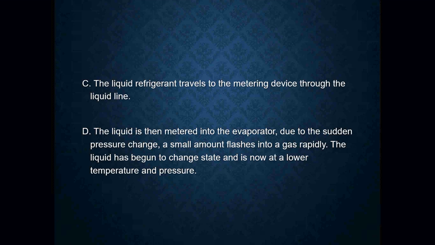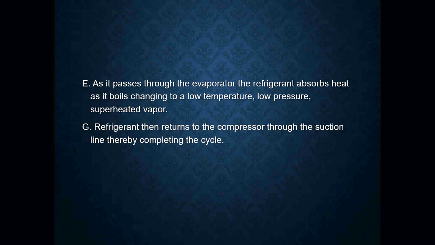The liquid is then metered into the evaporator. Due to the sudden pressure change, a small amount flashes into a gas rapidly. The liquid has begun to change state and is now at a lower temperature and pressure. As it passes through the evaporator, the refrigerant absorbs heat, and as it absorbs heat, it boils and changes to a low pressure, low temperature superheated vapor. Refrigerant then returns to the compressor through the suction line, thereby completing the entire refrigeration cycle.